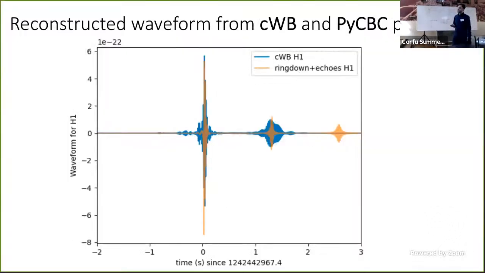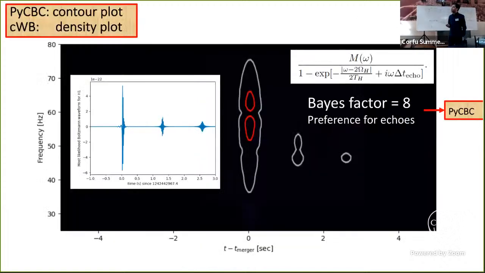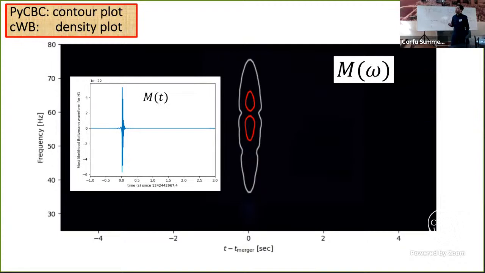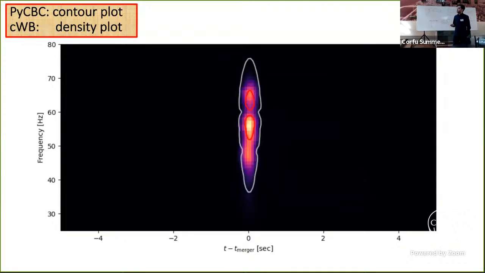If we plot the reconstructed waveform by cWB and the maximum likelihood waveform from the CBC, we see that they are consistent with each other. If we plot frequency and time, these curves are the maximum likelihood waveform. Here we have the first echo, here the second echo, and this is the main event. If there is no echo, and this is only GR, we just have this. We are finding that with cWB, and they are consistent. Both cWB and CBC are finding that.